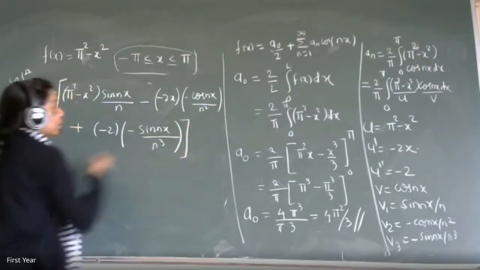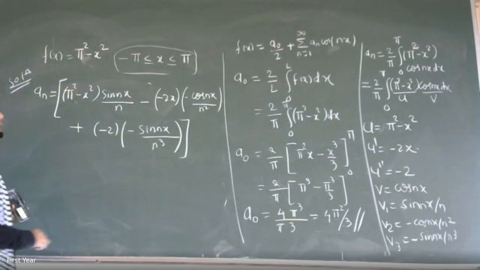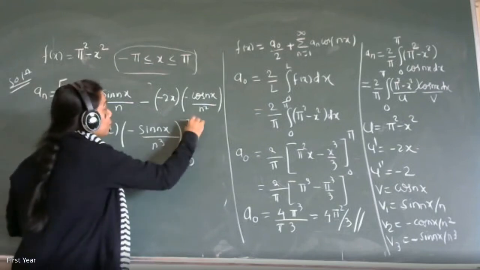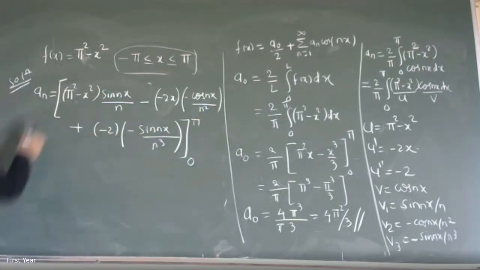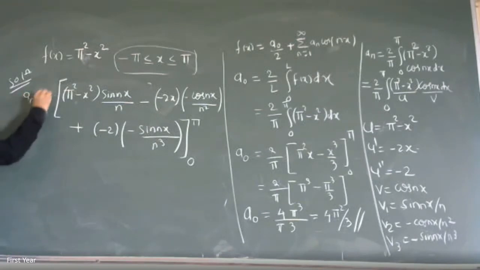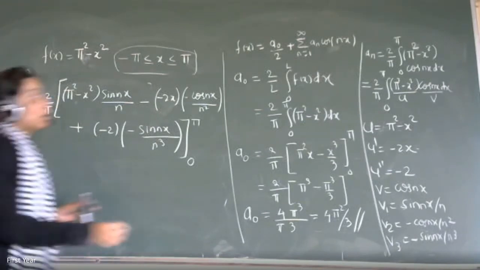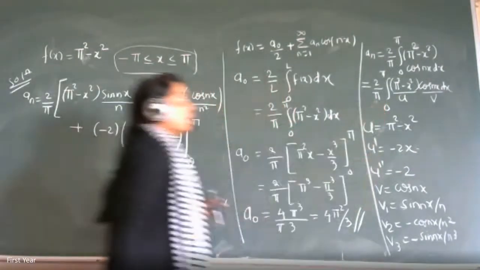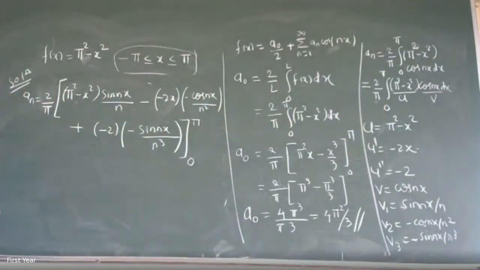That's why I'm writing it again and directly putting the limits. So 0 to pi. 2 by pi, we will write it outside. Don't forget to write it outside. An is equal to 2 by pi. This 2 by pi, we should not skip. Okay, now just see, generally many students put the values and cross check it.